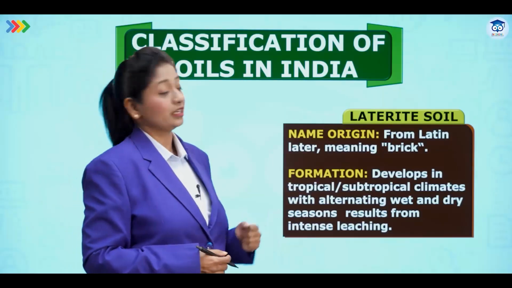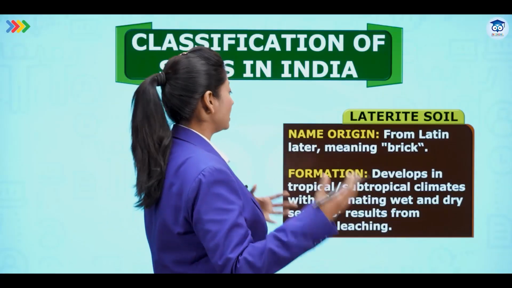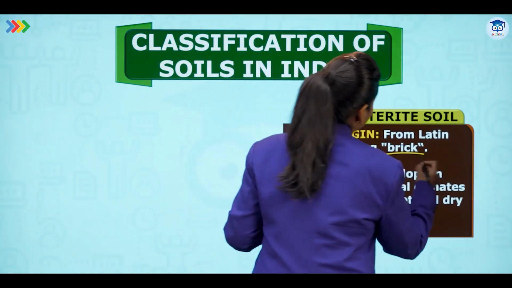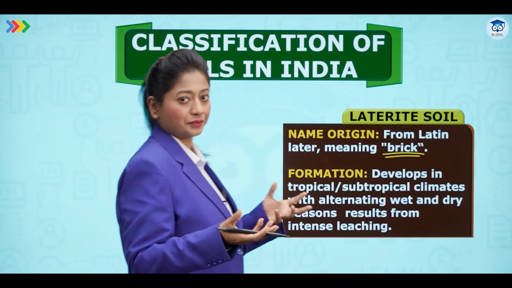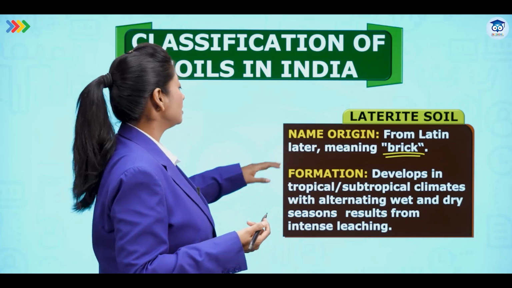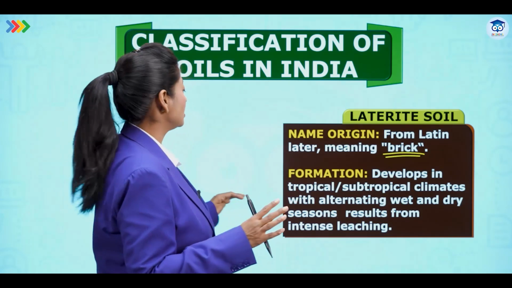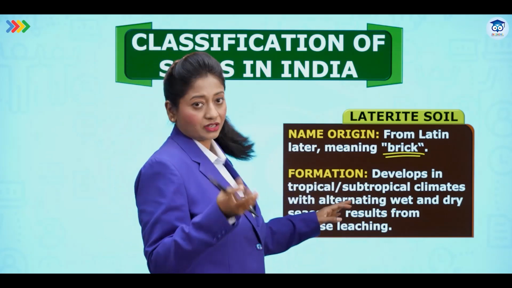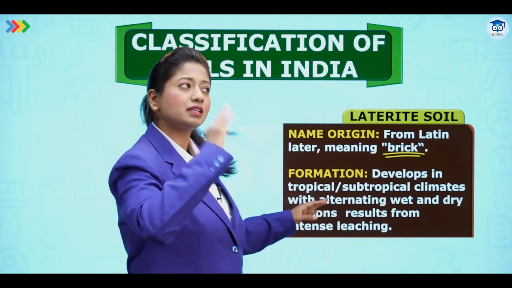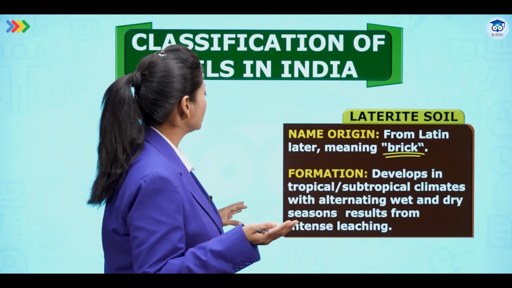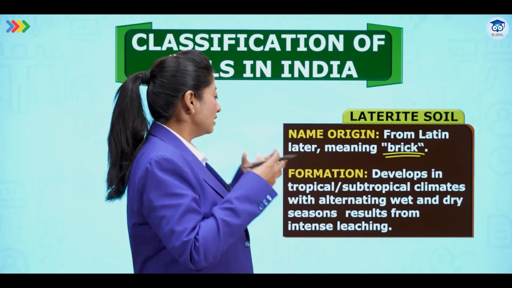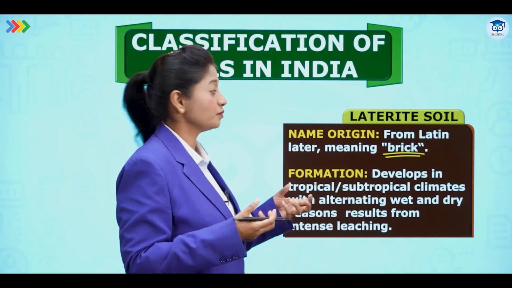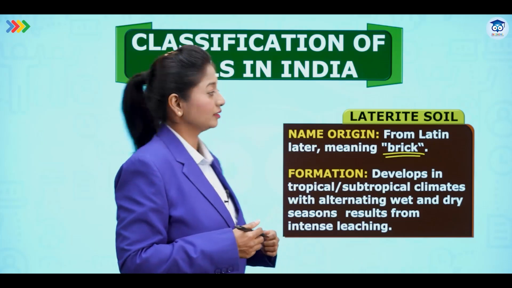Next is the laterite soil. Here the origin is from Latin, meaning brick. Mostly we use it in brick formation. It develops in tropical and subtropical regions, basically with alternate wet and dry conditions. Why is this happening? Because of the alternate wet and dry climatic condition, intense leaching takes place, which makes it the laterite soil.